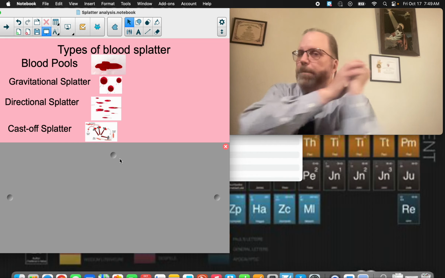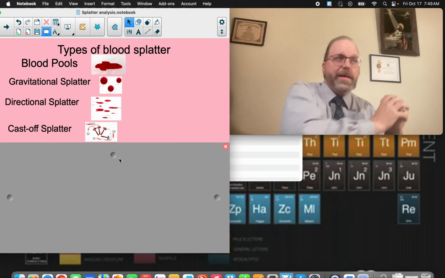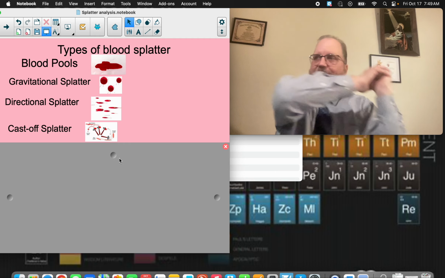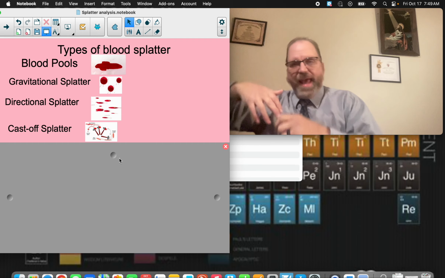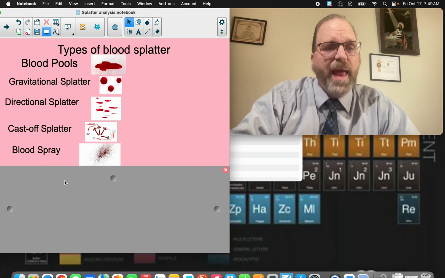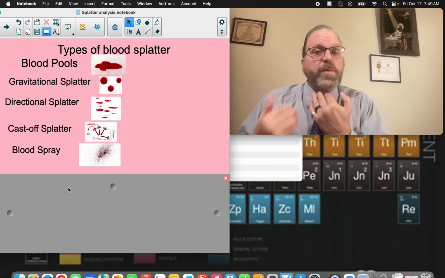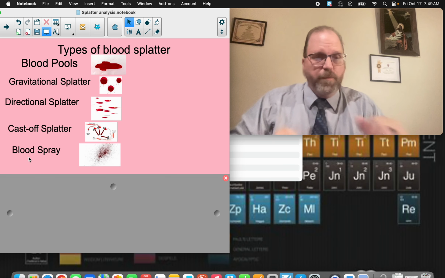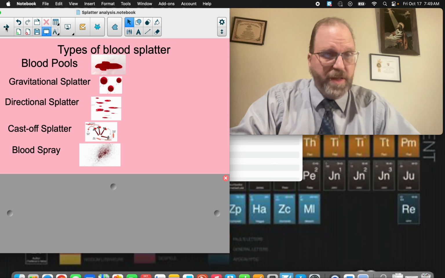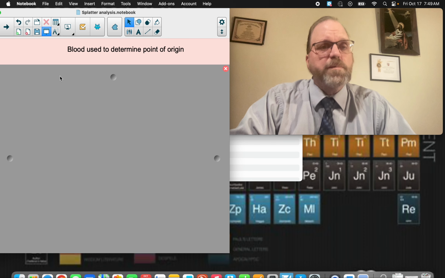Cast off, if you're getting beaten with a baseball bat, as the person pulls back, the blood flings off. As he hits you, the blood is cast off. So all those things are called cast off. That's 4. And the last one is called blood spray. This is really bad. It hits an artery and shoots out with velocity because of the heartbeat. So those are the 5 different types of blood splatter that are possible.